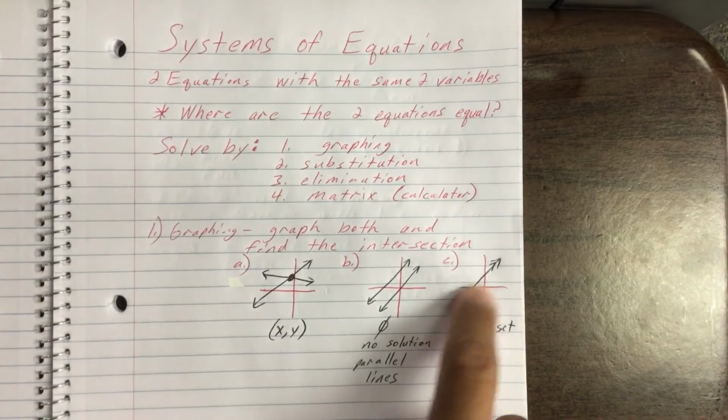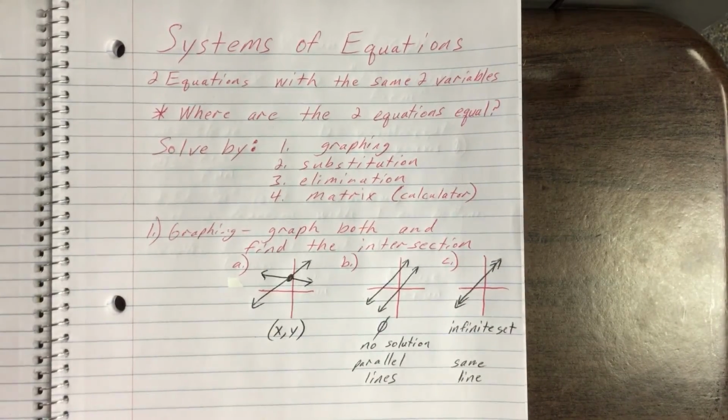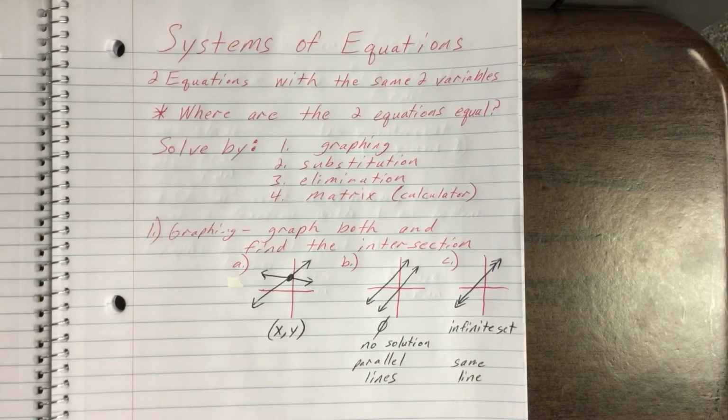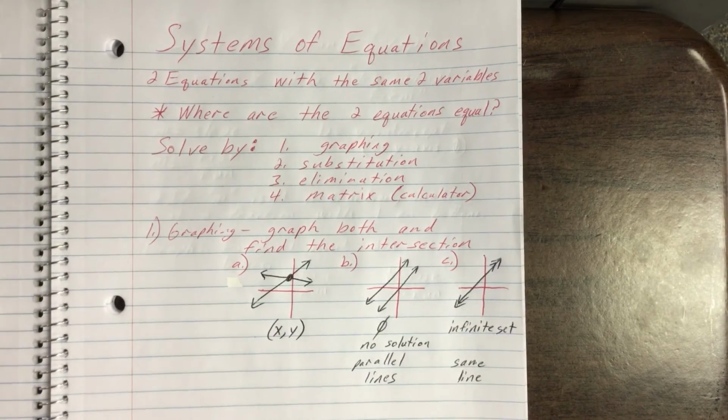If I graph them and one line is on the other line, that is called the infinite set. That means every single point is the same. That also means it's the same line. 2 different equations that give you the same line.